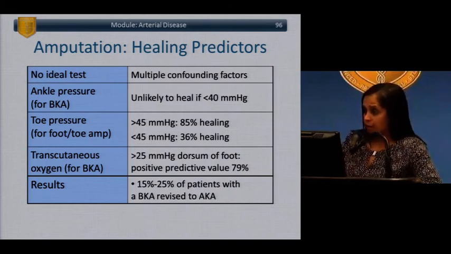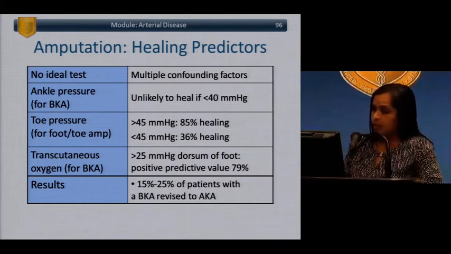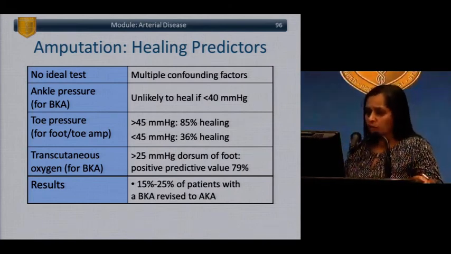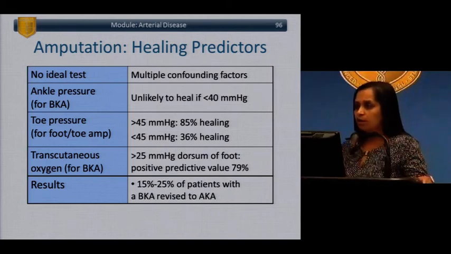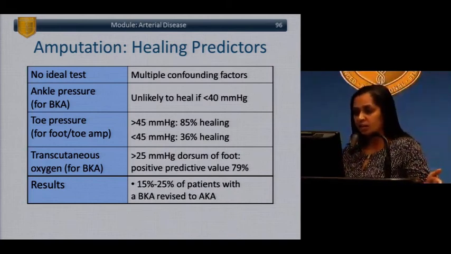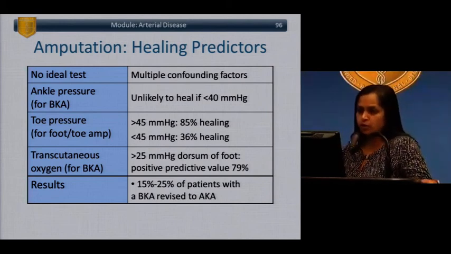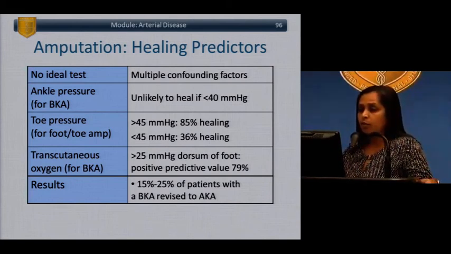It's hard to predict whether an amputation is going to heal or not in general. There are some rules of thumb that we use. Ankle pressure is one measurement. If the ankle pressure is less than 40, a below-knee amputation is unlikely to heal. Toe pressure is another measurement we use for a patient undergoing a toe or foot amputation. Rule of thumb, if the toe pressure is greater than 45, that toe amputation should heal.